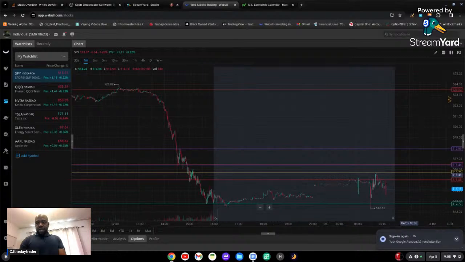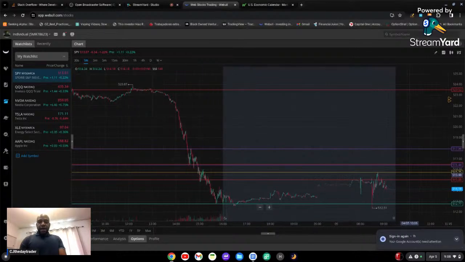So I would say, if we do not get that rejection off of 517 or 518 during market hours, or during this open, I would be patient for a retest of this 512.75 area and look for a move back up to the upside. So that's pretty much it.